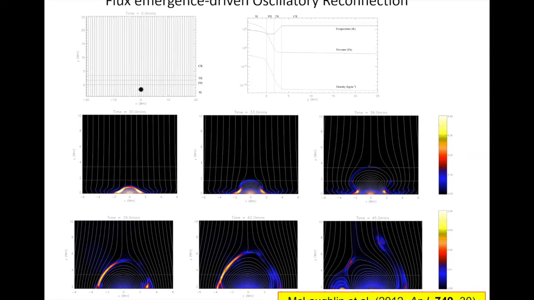So flux emergence is very well understood. There are many, many models, many different setups. So the oscillatory reconnection manifests really at the later time scales of this.